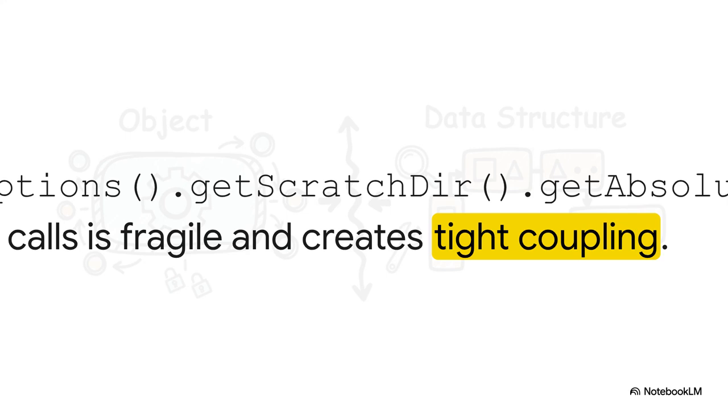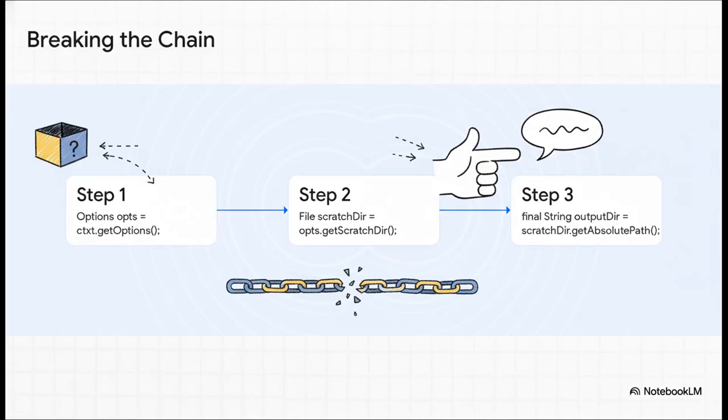It's coupled to the internal structure of CTX and options and scratcher. If any one of those three things changes its internal structure, poof, your code breaks. That is the very definition of fragile, tightly coupled code. Now breaking up the chain, like we see here, okay, it's a little better. It's not one giant train wreck line. But look closely. It's still exposing the internal structure, right? You're still asking for data and navigating through it.